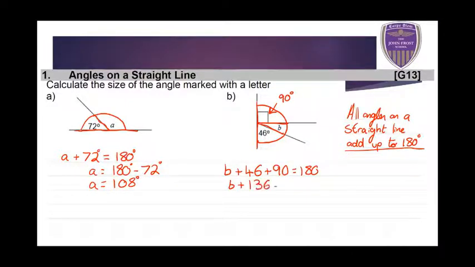136 equals 180. So again, I want to rearrange this. So I've got B on its own. So that means I have to write B, instead of B plus 136, I'm going to have B equals 180 minus 136. And if you solve for that, you should find that B is equal to 44 degrees. Okay, so those are your 2 final answers. So pause the video and copy down these workings out if you didn't get them.